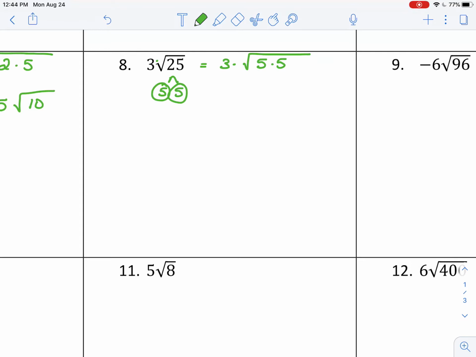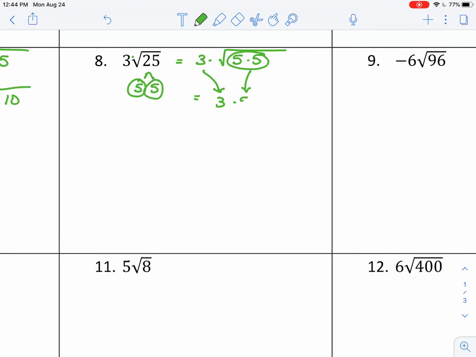So now I'm looking for pairs. Pairs make perfect squares. Well, there's a pair right here. So not only is there this 3 outside the radical, but the square root of 25, the square root of 5 times 5, is just regular 5. So inside the radical is anything that was left over, which is nothing. Which means this problem simplifies to a whole number and not a number with a radical. So don't think if I start with the square root, I have to end with a square root.